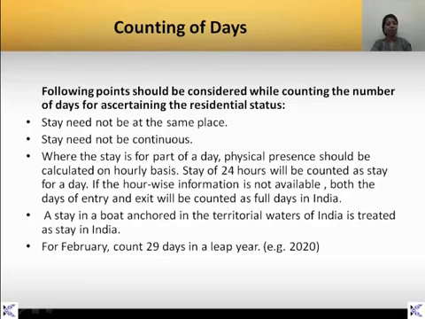Then, if he is staying in a boat which is anchored in the territorial waters of India, that is also treated as a stay in India. As we have seen under the definition of India, even the territorial waters are covered. So if he is having a stay in a boat, that will also be considered a stay in India. Then for February, as you know, if it is a leap year it will be considered as 29 days, and if it is not a leap year it will be considered as 28 days.